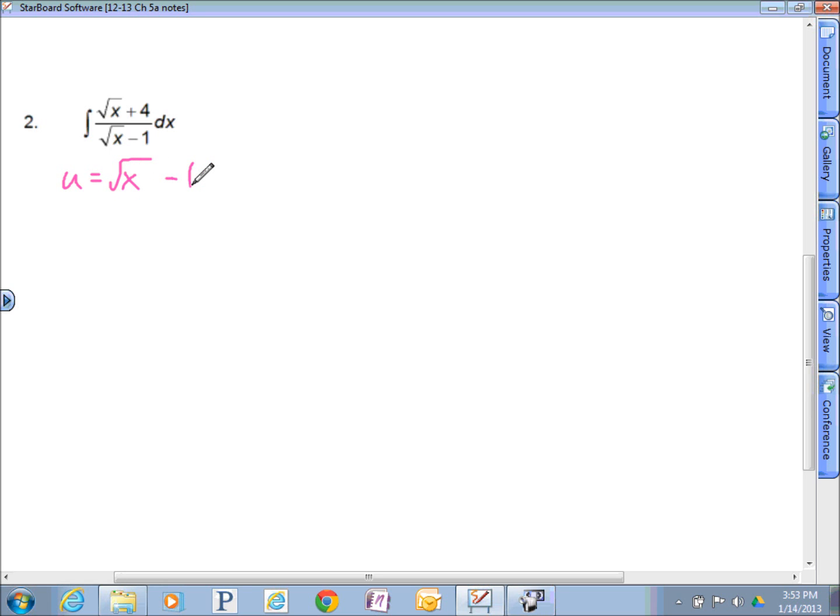And what I want you to do is just trust me on this for a second and see where this takes us. So if that's the case, du equals 1/2 x to the negative 1/2 power being multiplied by dx. So the dx that's in the problem would be equal to 2 square root of x du.